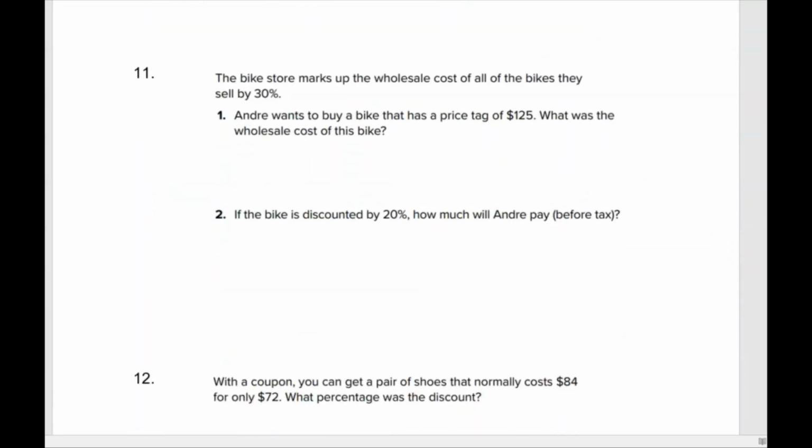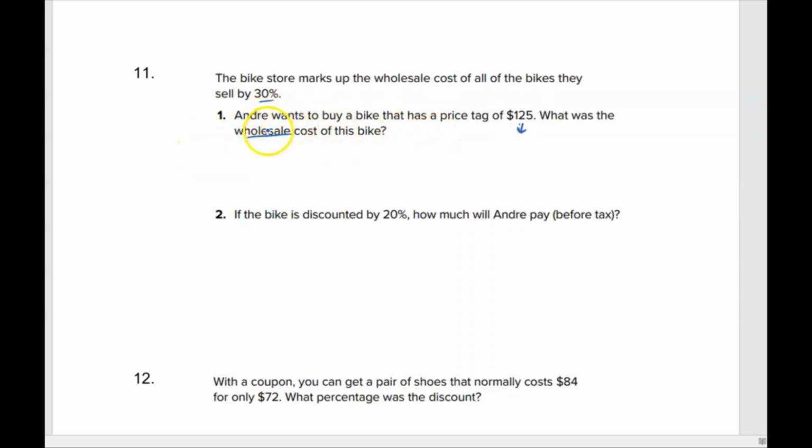Moving on to number 11, another 2-part question. Talks about a bike store that marks up the wholesale cost by 30%. So, we have a manufacturer that makes bikes, and then they send them to the store, and the store marks them up so that they can make some money too by 30%. It says Andre wants to buy a bike that has a price tag of $125.